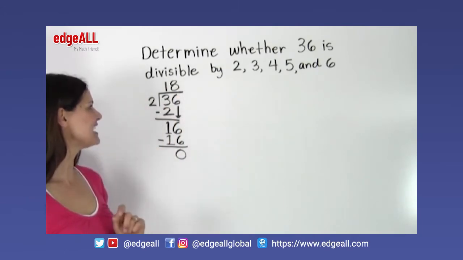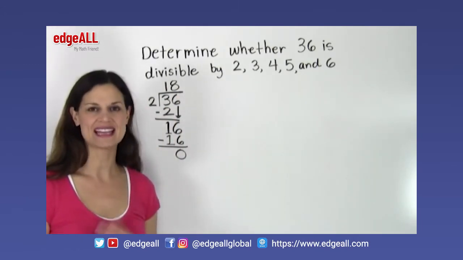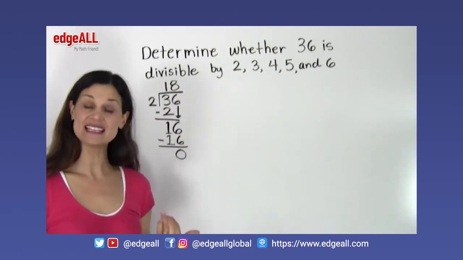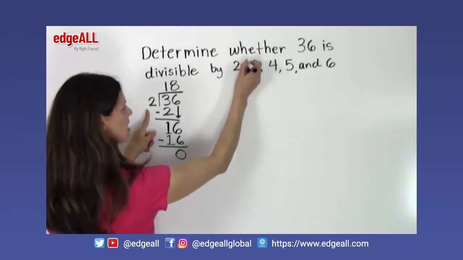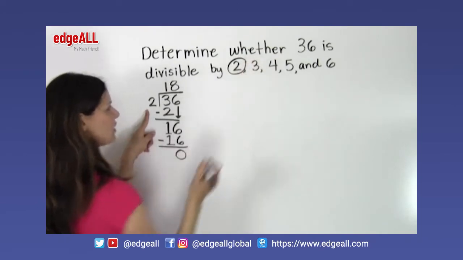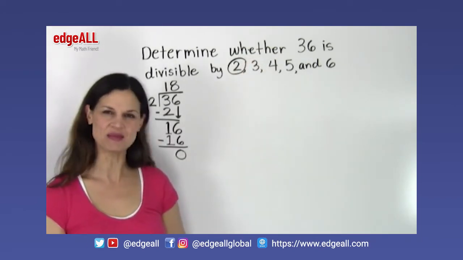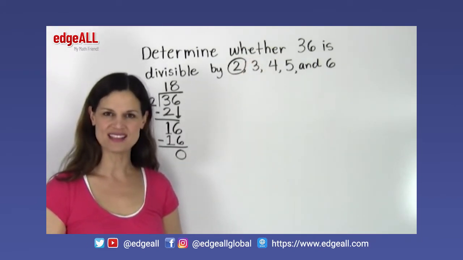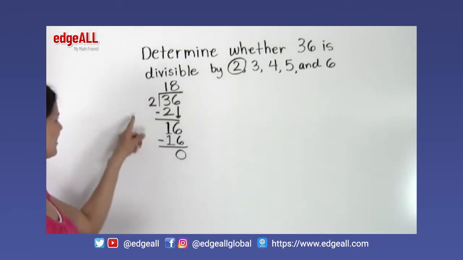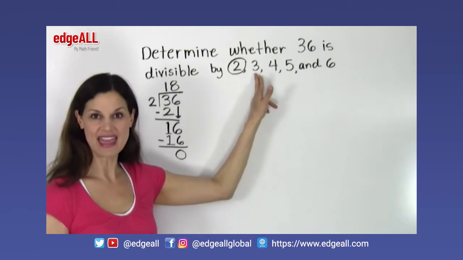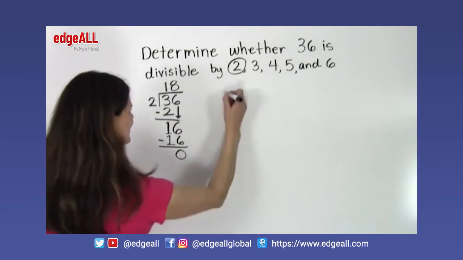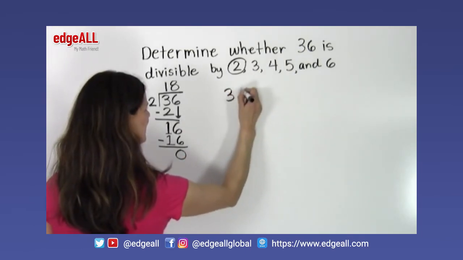Since 18 is a whole number and I have no remainder, that tells me that yes, 36 is divisible by 2. So I'm going to circle the 2 up here in my problem to keep track of which ones are divisible. Let's move on then to dividing 36 by 3 and see if 36 is divisible by 3.